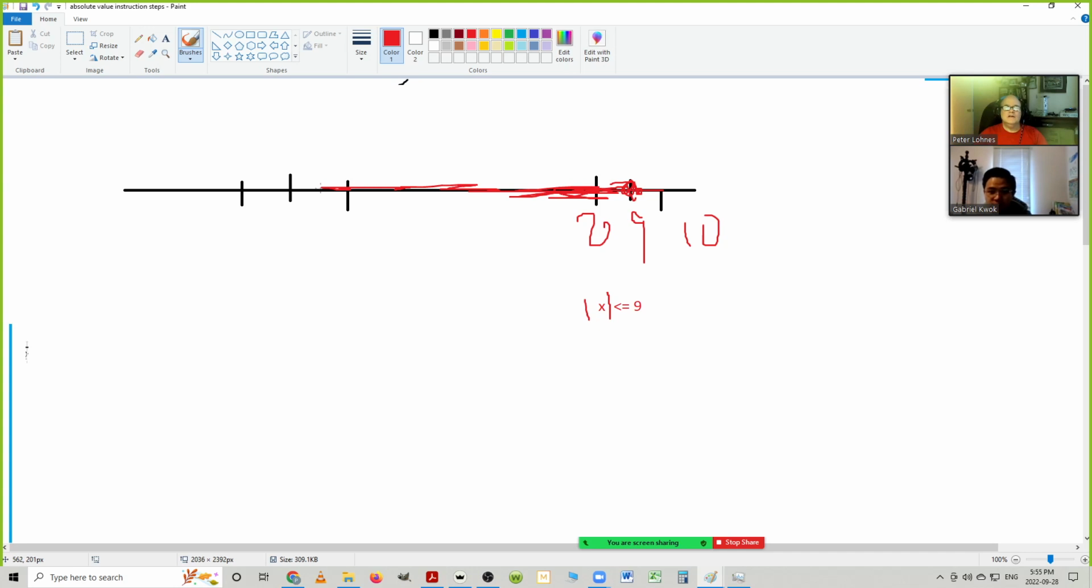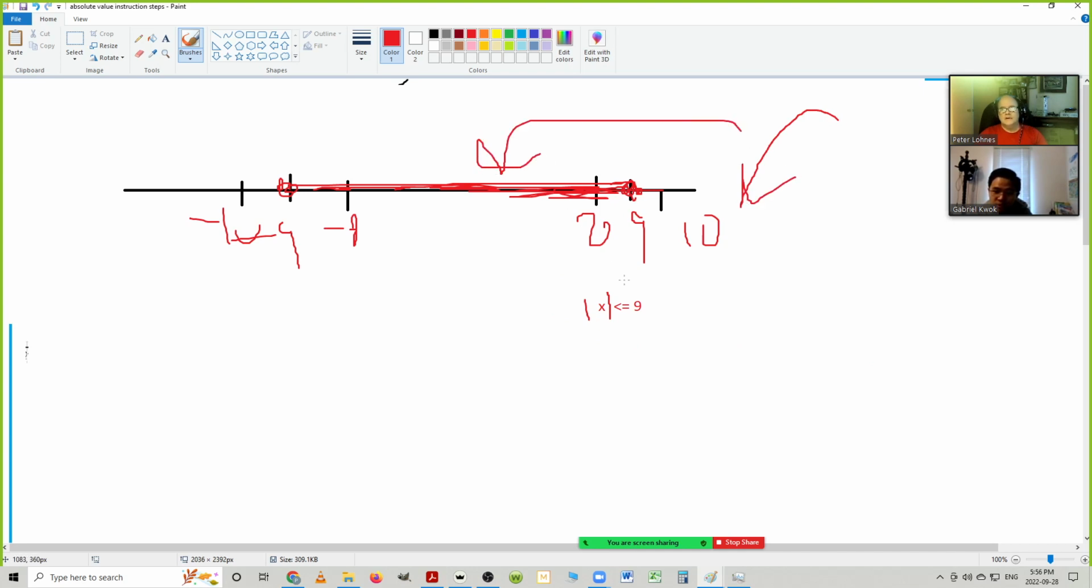At -9, I also have to make it solid, and put -8 and -10 on either side. That should work. How do we make sure it works? You pick any value that should be on the line and any value that should not be on the line.